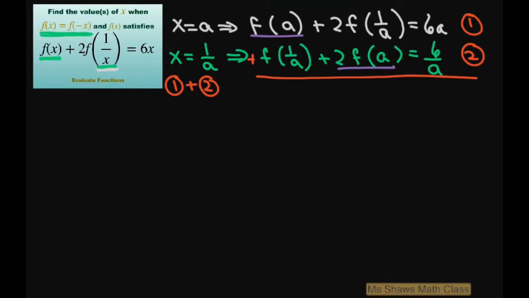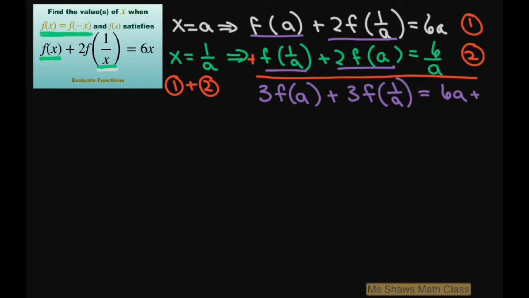These are alike. So when you add those, you get 3 of those. So 3f of a plus, and then we're going to add these two. They're kind of flip-flopped here. So we get 3f of 1 divided by a. And then for this piece, we're going to get 6a plus 6 divided by a. Now this one here, let's get the common denominator. This is going to be 6a squared plus 6 divided by a.